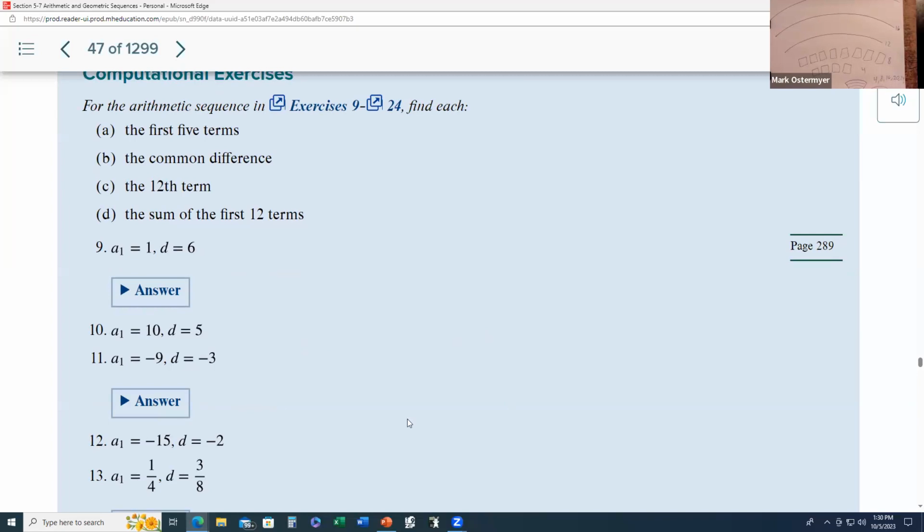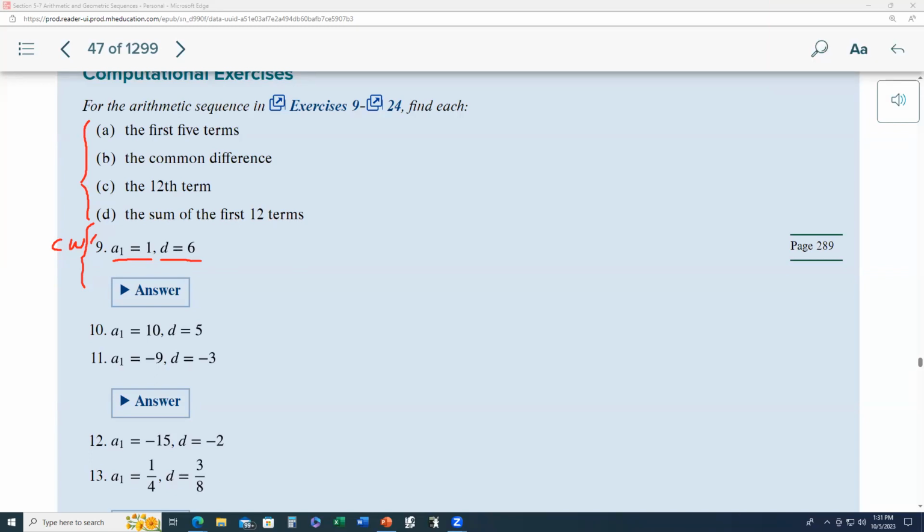All right, ladies and gentlemen, for problem number 9, this will be classwork number 1. They give you the first term of an arithmetic sequence, and they give you the common difference. I want you to answer A through D for number 9. Write down the first 5 terms of the arithmetic sequence. What's the common difference? What would be the 12th term? And what would be the sum of the first 12 terms? Go ahead, do number 9 there. Classwork number 1, 9, A through D.